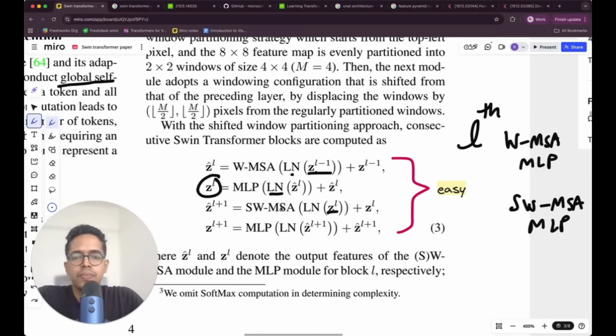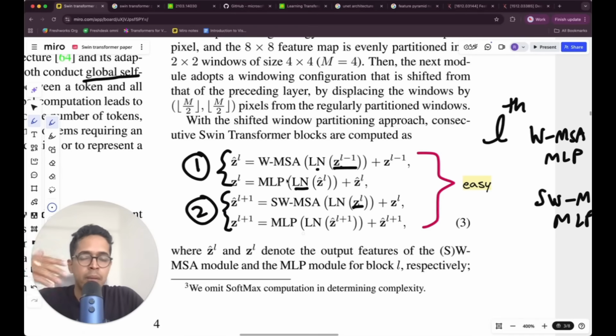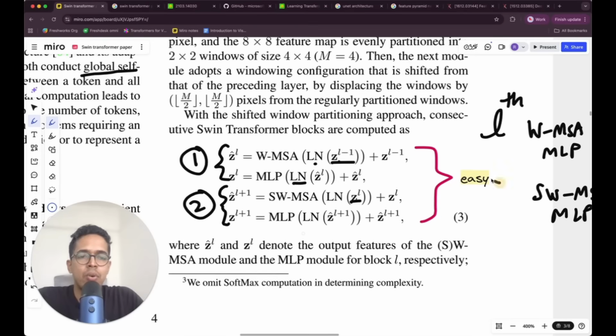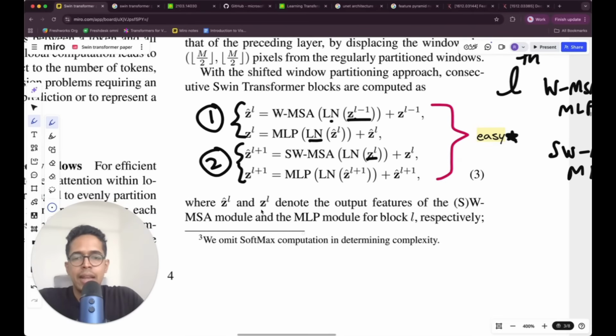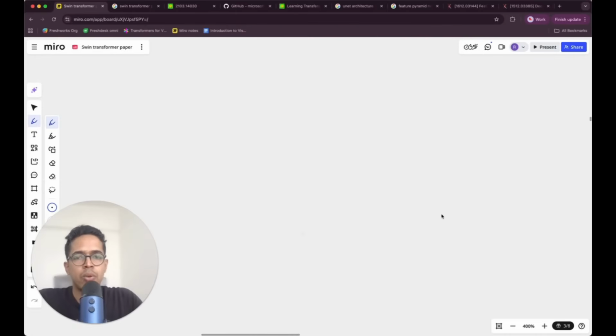So now this is block 1, this is block 2, and block 1 primarily implements the transformer block with window-based multi-head self-attention. Block 2 primarily implements the transformer block with shifted window multi-head attention. The reason why I have noted this as easy is, although it looks like a complex formula, it's literally that figure 2. It's showing figure 2, where ZL cap and ZL denote the output features of the shifted window and MLP module for block L respectively. We know that.